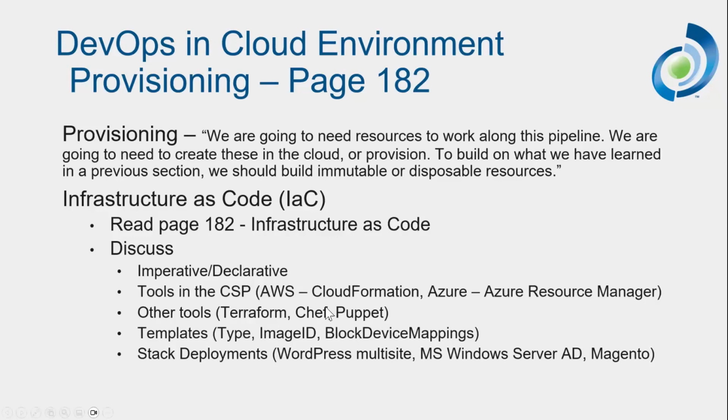Other tools for infrastructure as code are Terraform, Chef, and Puppet. These are bigger than the CSPs. These are tools that will work with any CSP. You can work within the tools that are just AWS, just Azure, or you can use Terraform and Chef and Puppet, and it's infrastructure as code. You build it, and it will work in any environment. And then you also have templates like your type, your image ID, block device, and mappings. And then you can do stack deployments like WordPress, multi-site, MS Windows Server, Active Directory, and Magento.